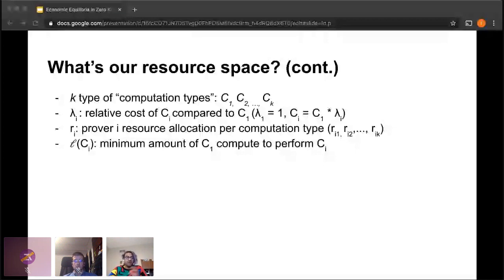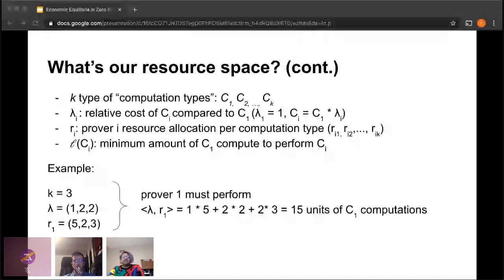This way, we choose one computational unit as a numeraire, and we measure everything else relative to that. And a simple example of how this looks, say we have 3 computational resources. Say 2 of them take double the compute of the first. Then we can measure the total units of C1 compute by taking their dot product.